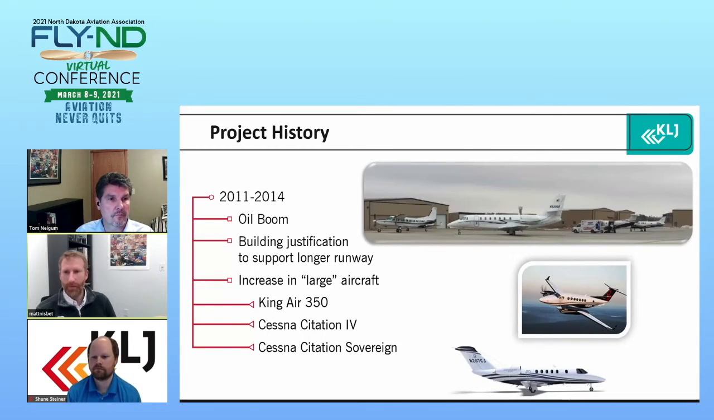Okay, so we fast forward a couple years and the Bakken starts to heat up. There's starting to be a lot more justification for a longer runway. You have larger aircraft operating out of the airport, coming into the airport. King Air 350, some of the Cessna Citation on the larger side started being more frequent users, and lo and behold, the airport may need to extend the runway. So on to the next slide, if you would, Tom.